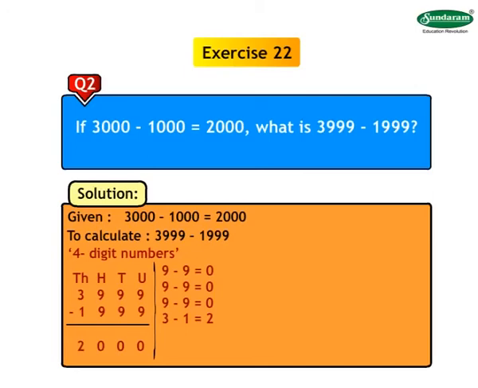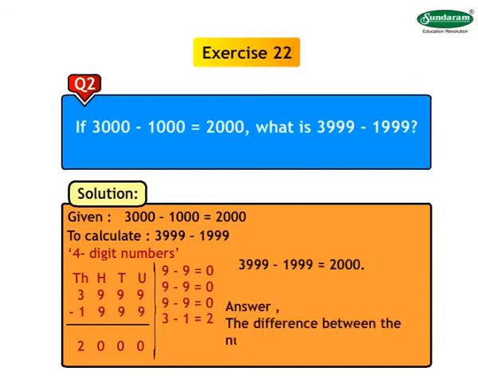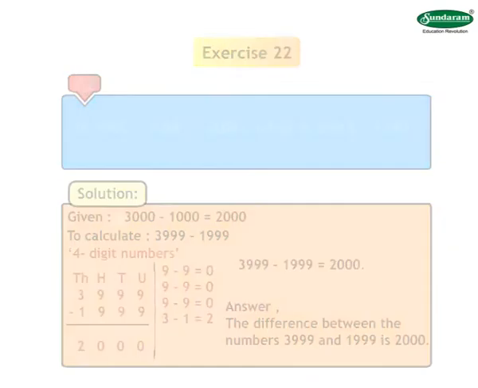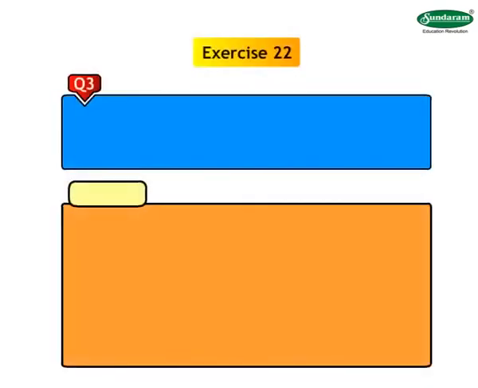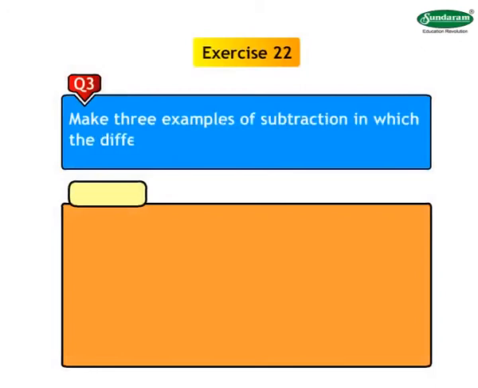Hence, we can conclude that 3999 minus 1999 is equal to 2000. That is, the answer is the difference between the numbers 3999 and 1999 is 2000. Question 3. Make 3 examples of subtraction in which the difference will be 5000.